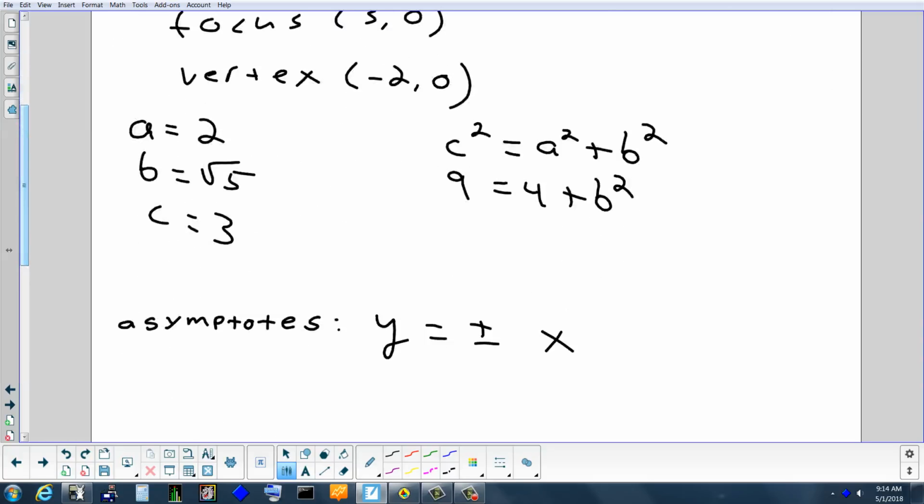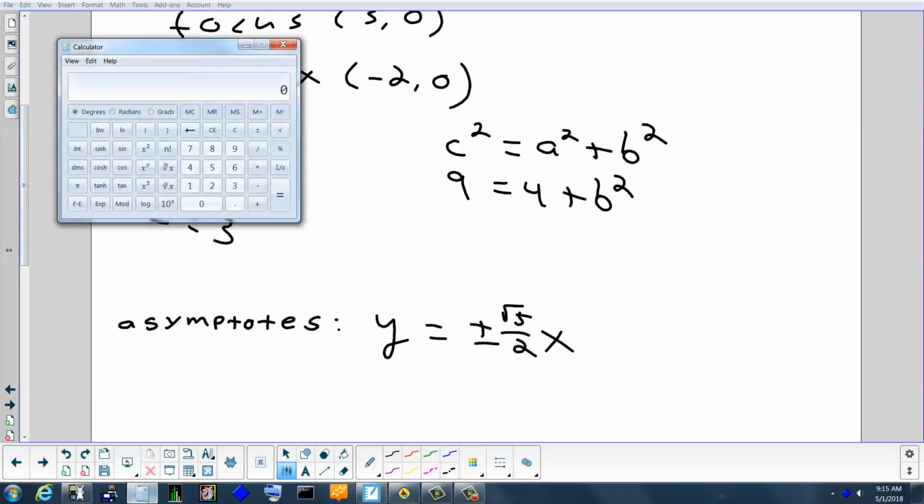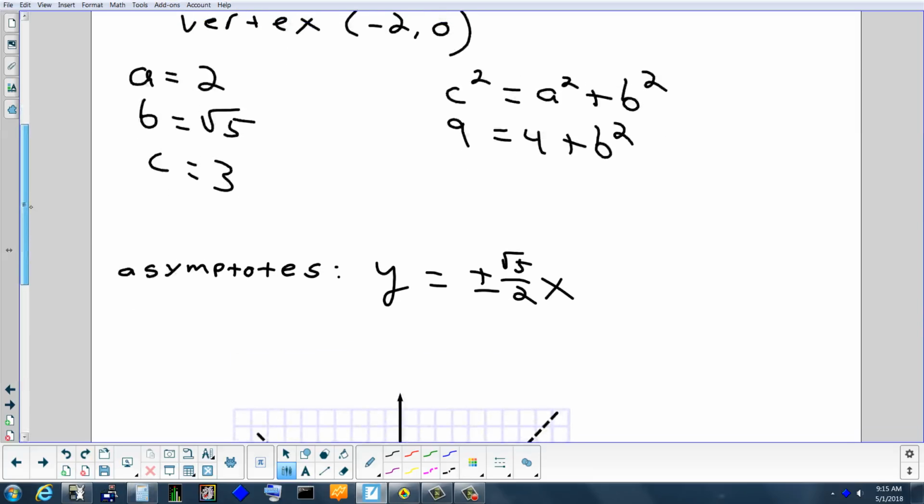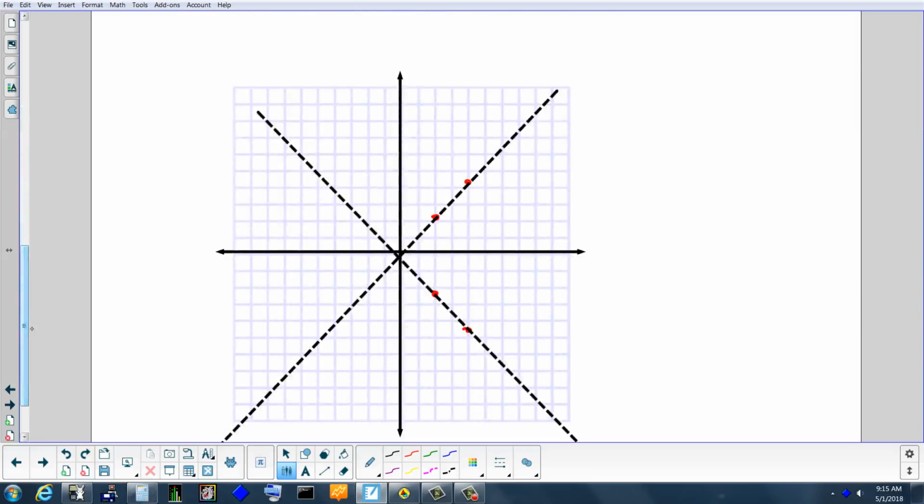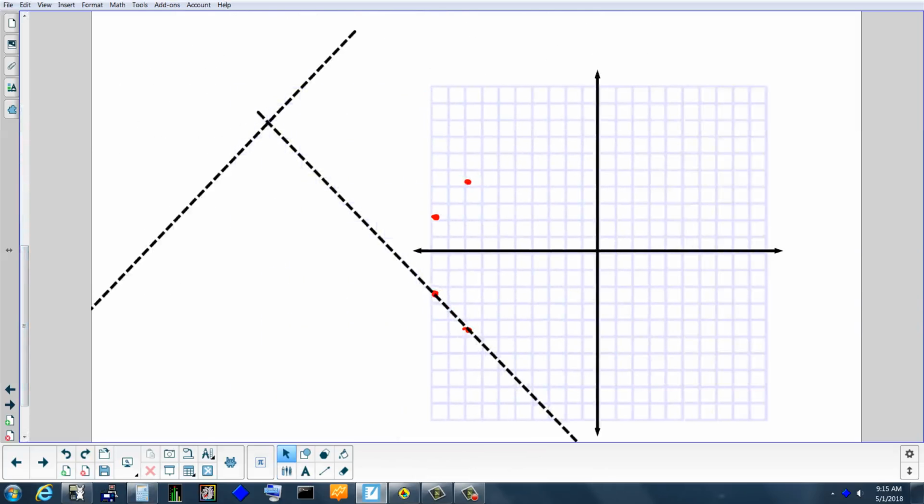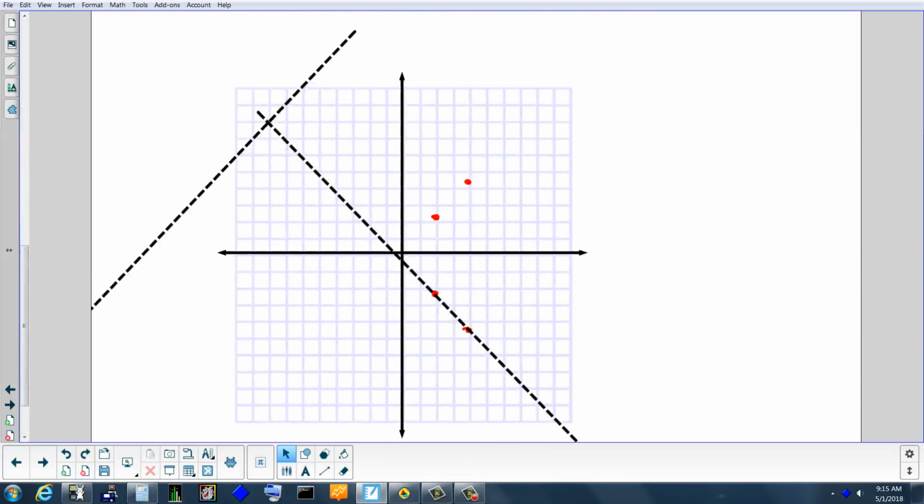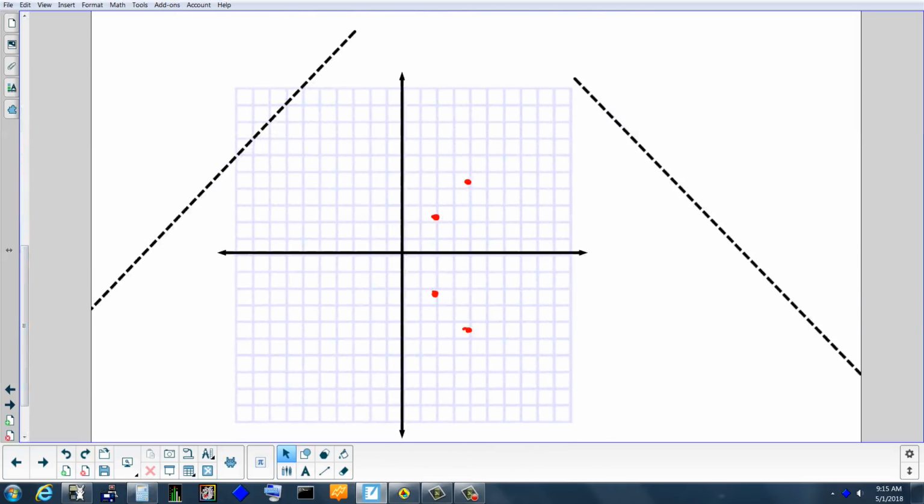Yeah, so it's b over a, square root of 5 over 2. For the purposes of graphing, I really need to change square root of 5 to a decimal so I can look at my rise over my run. So square root of 5, I think, is about 2.2. Okay, so we'll keep that in mind. I already had the asymptotes, but we'll go through them.